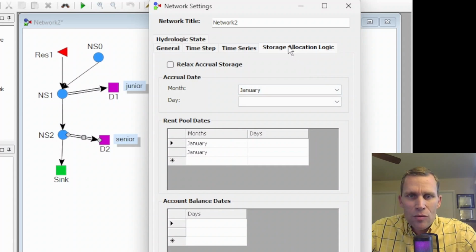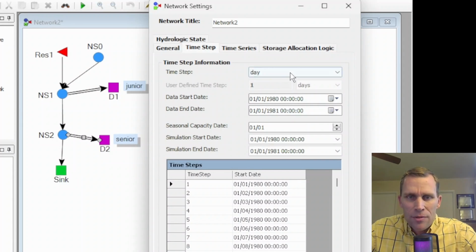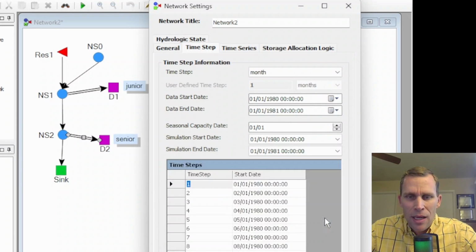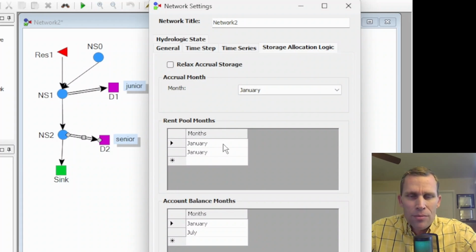I'm going to go ahead and just switch it back to monthly time step though. Okay, it's telling me that I'm going to overwrite my existing data for the storage allocation logic tab, and that's fine. So click OK. Boom. Now I'm back to the monthly time step where I get to select my month.